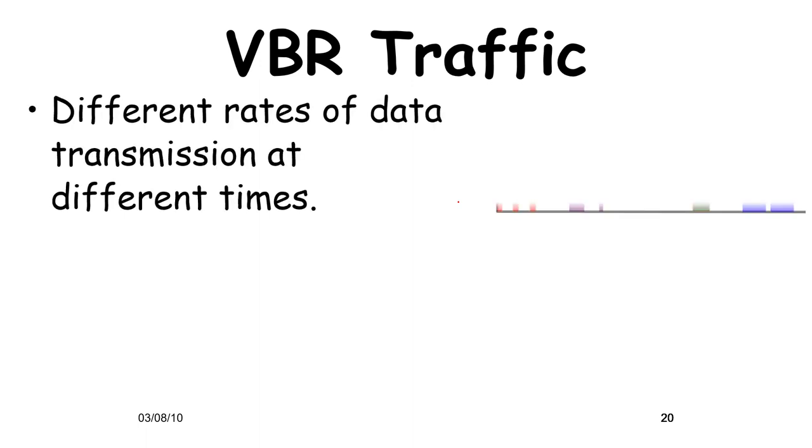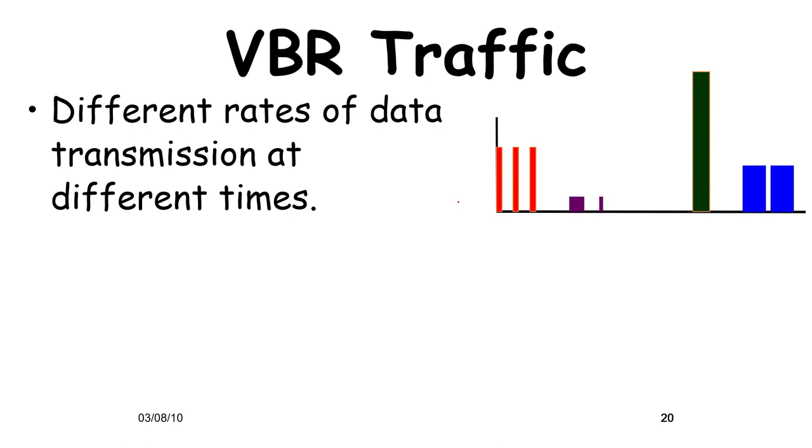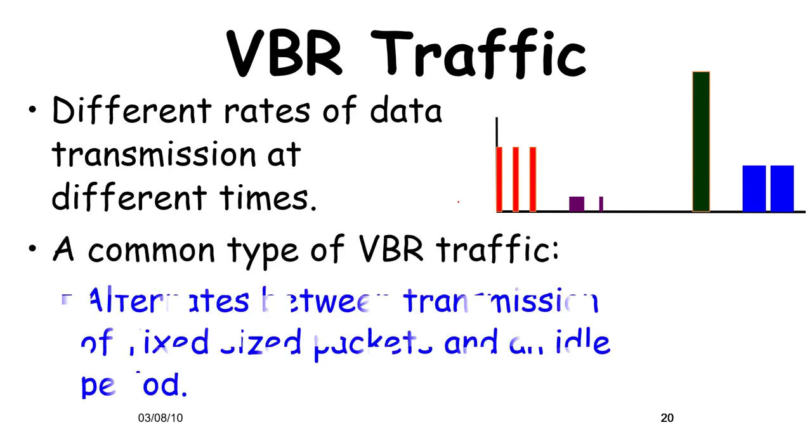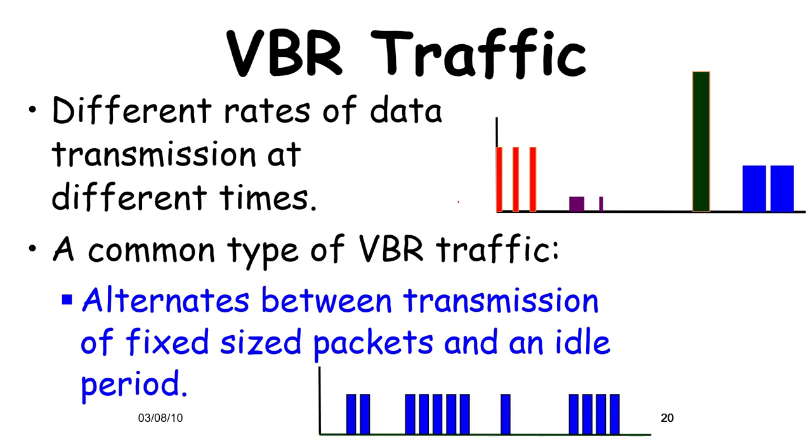Then we have variable bit rate or VBR traffic, where there are different rates of transmission at different times. A common type of VBR traffic is where you could have transmission for some time, keeping quiet for some time, transmission, keeping quiet. Something like a chatting kind of application would have variable bitrate traffic, where there are typically pauses between the times that we chat. We chat and then we remain quiet for some time. So that would be an example of variable bitrate.